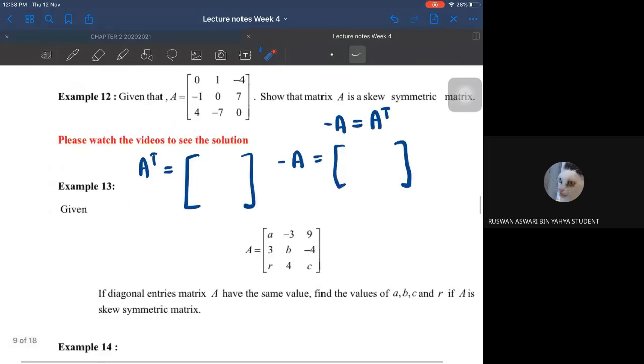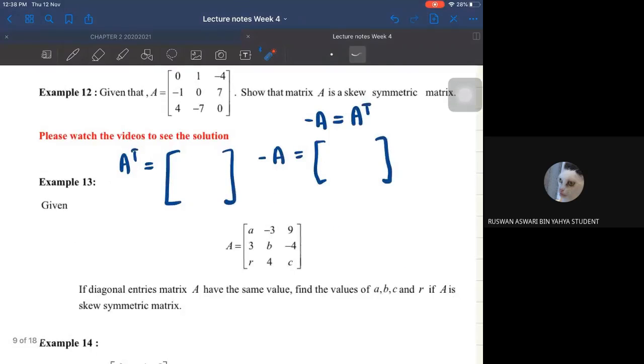Okay. Soalan ni adalah soalan past year ni. Kebanyakan soalan dalam nota saya ni saya memang kutip daripada past year midterm, quiz, final exam. Okay. So, example 13, if the diagonal entries of matrix A have the same value, find the value of A, B, C and R if A is a skew symmetric matrix. So, what is the value of A, B, C and R? Siapa boleh jawab?